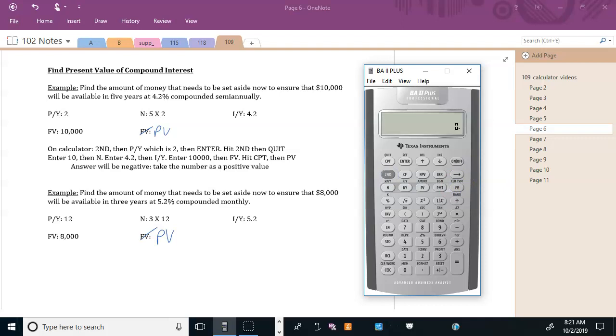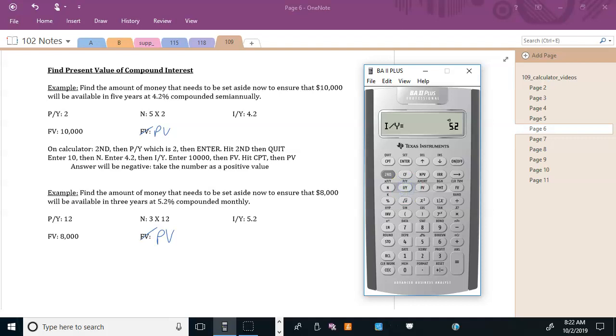So our next problem, I want $8,000 in 3 years, and I've got 5.2% compounded monthly. So again, that P/Y is the number of compounding periods, so that will be 12 because it's monthly. So let's hit second I/Y, enter 12. Again, I have to hit enter, and then second CPT to quit that menu. So again, N is the number of years times the number of compounding periods. So 3 times 12, which is 36, and then hit N to save that. 5.2 is the interest rate, so 5.2, and then hit I/Y.